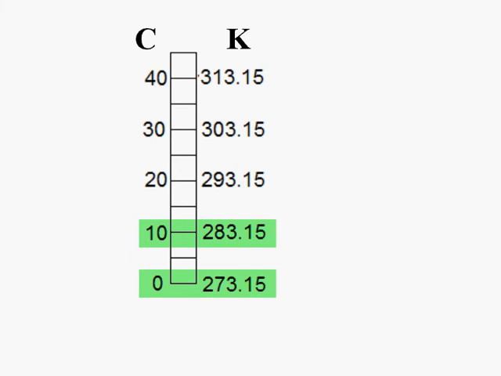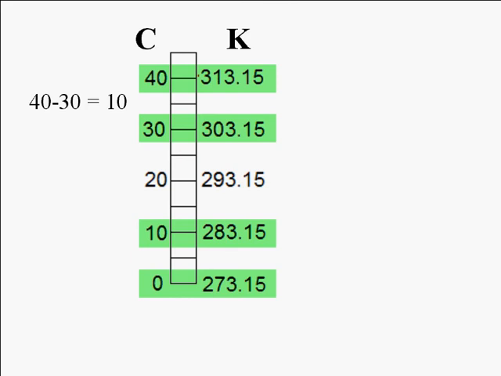Let's see what happens when the temperature drops from, say, 40 degrees Celsius to 30 degrees Celsius. In this case, we're looking at a drop of 10 degrees Celsius. 40 minus 30 is 10, and a corresponding drop of 10 Kelvin. 313.15 minus 303.15 equals 10.